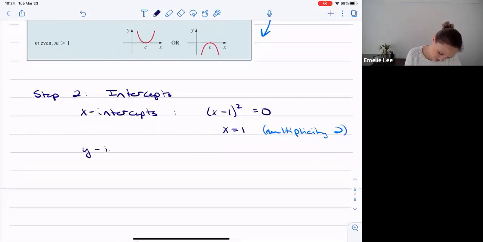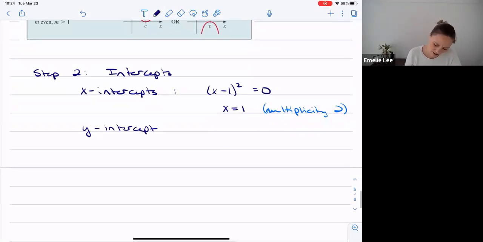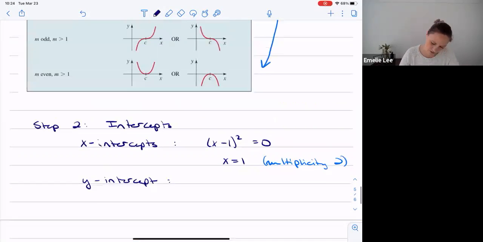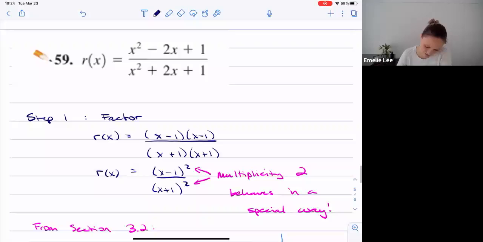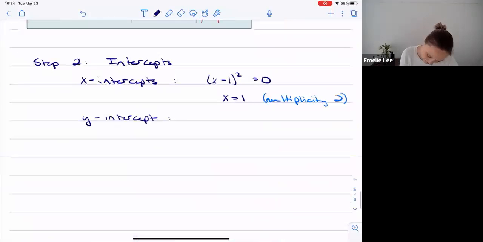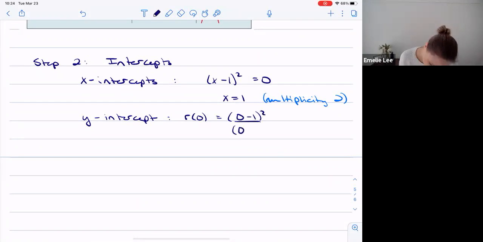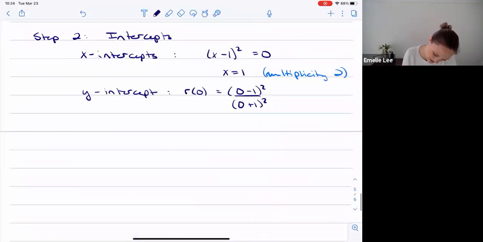The y-intercept is when x equals 0. So it's when r of x equals 0, or r of 0. r of 0 is 0 minus 1 squared over 0 plus 1 squared, which is negative 1 squared, which is 1, and then positive 1 squared is 1, so 1 over 1 is 1. So our y-intercept is at 1.